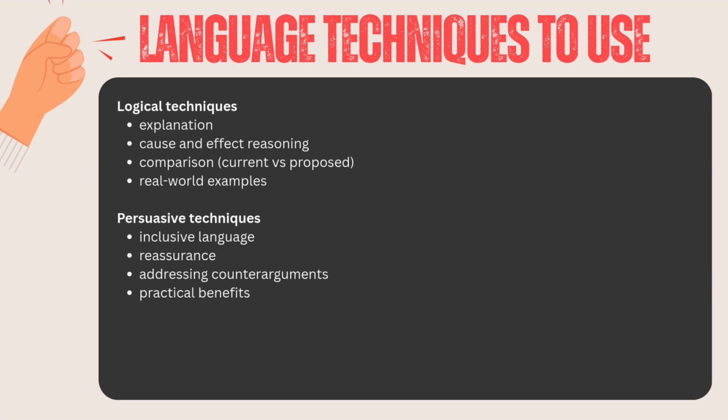For your persuasive techniques, look at some inclusive language. Make sure you're being reassuring. Make sure you are addressing counter arguments and that your benefits are practical. So you could say something like, we can choose prevention over punishment. That word we builds shared responsibility. So we're addressing that inclusive language, but then you could then explain the benefits and you're really using those persuasive techniques to help you further.